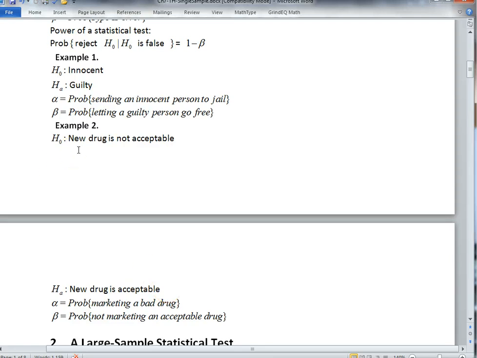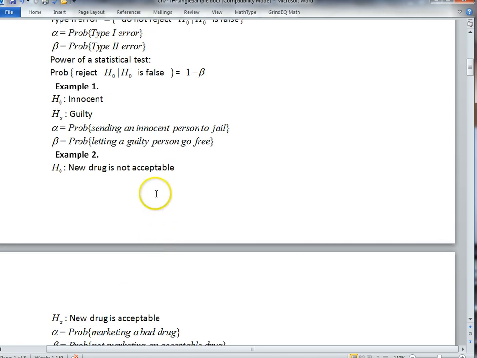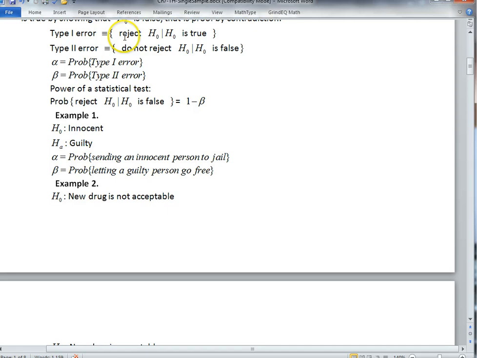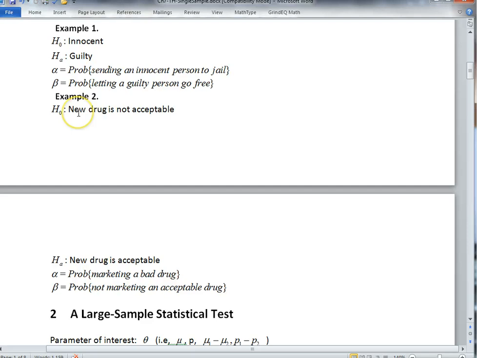So the status quo, if somebody comes to you with a new drug, you say no, it's not good until you show me otherwise. So you set up this problem as: the new drug is not acceptable is H0, the new drug is acceptable is the alternative. And in this case, again, type 1 error is to reject H0 when it is true. So if H0 is true, the drug is not acceptable, but you say it's good, that means marketing a bad drug, because you're going to sell that drug when in reality it is not good.